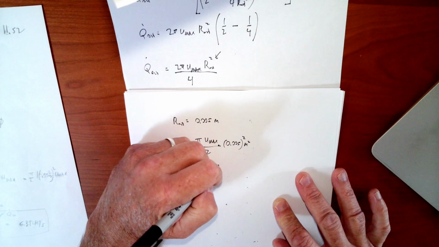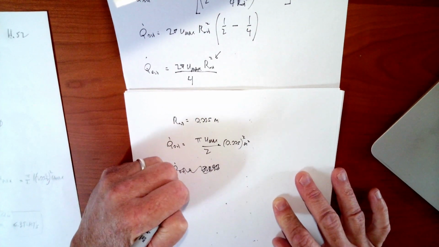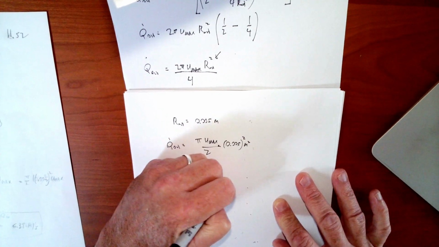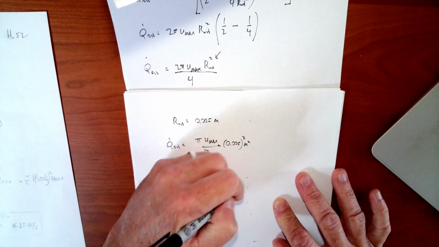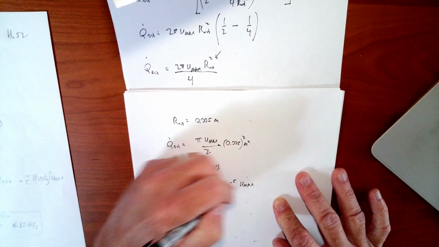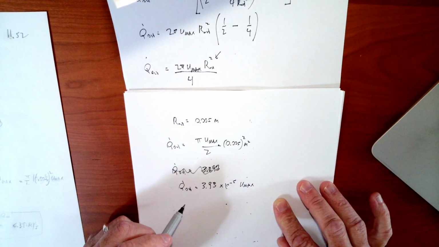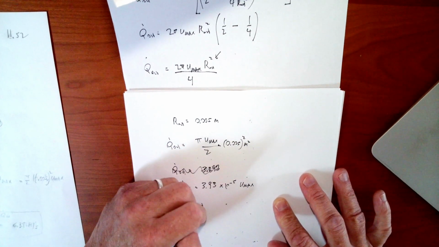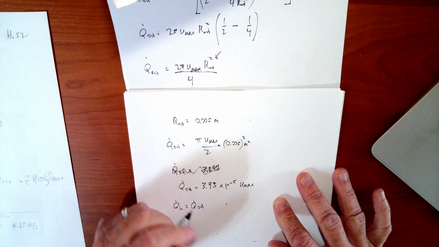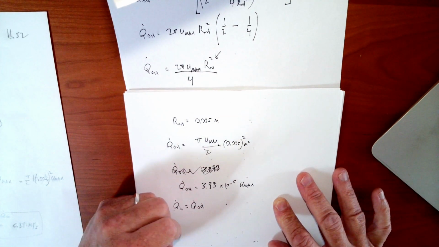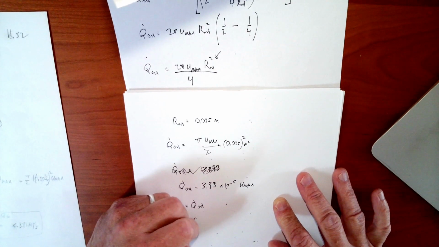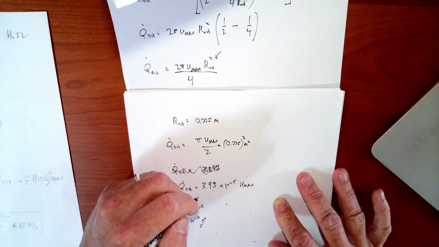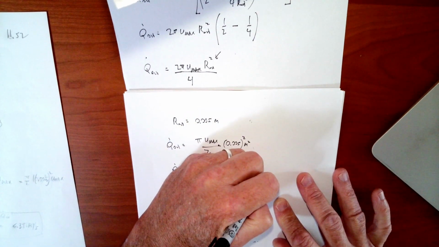3.93. Sorry, that wasn't very well written. I'll just write it all again. Q dot out is equal to 3.93 times 10 to the minus 5 times U max. But now I can set that equal to Q in. Remember, Q dot in equals Q dot out. So Q dot in, we had way back before, was 2.51 times 10 to the minus 4 meters cubed per second. This has got meters squared units.